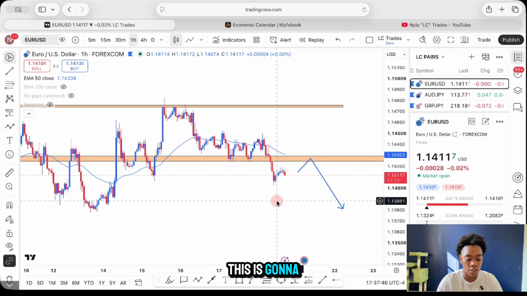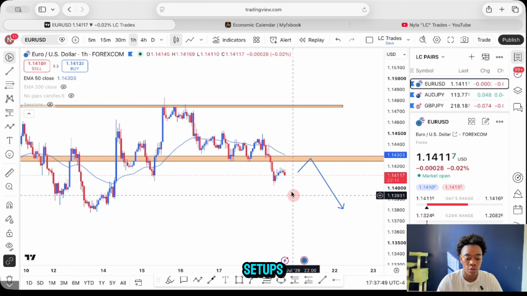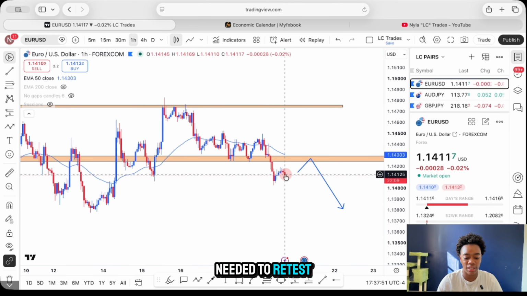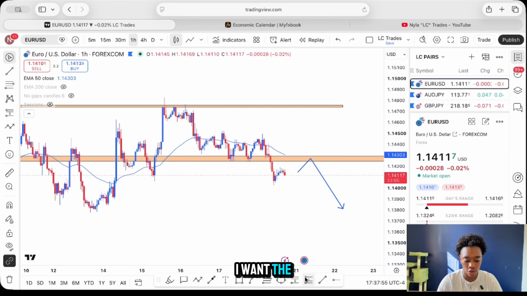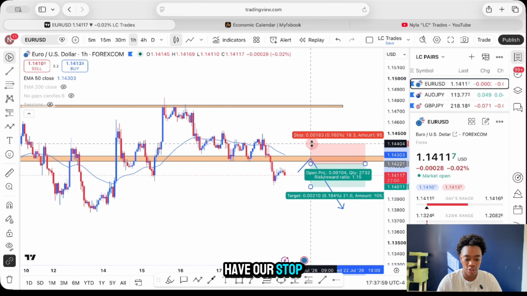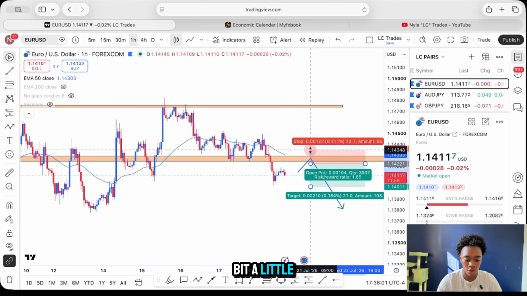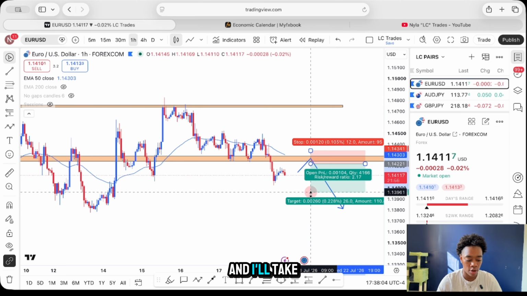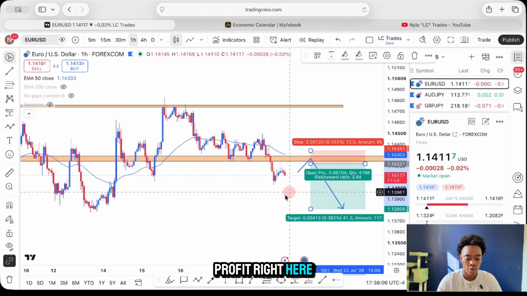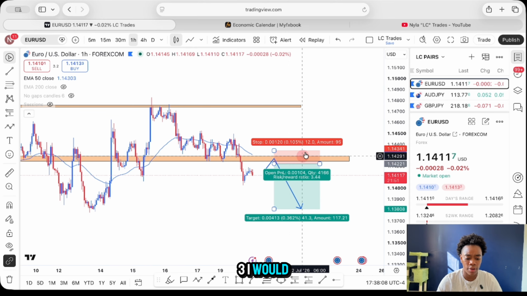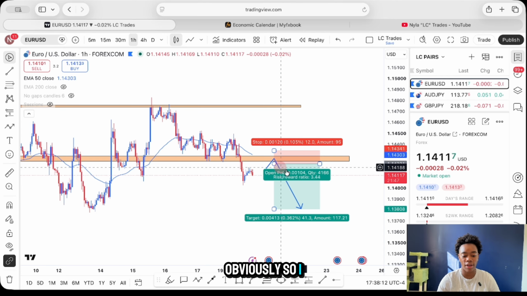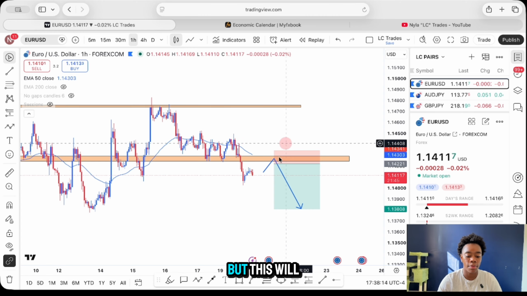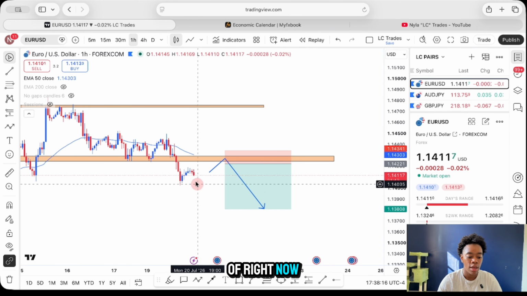So this is going to be one of my higher probability setups. Like I said, I just needed to retest this area right here, and then we're going to take it to the bottom. This is what I want the trade to look like, something like this. Have our stop loss a little bit above it, and our take profit right here. So that'll be a 1 to 3. I have to wait and see for it to go up there, obviously, so I can see where the stop loss really is. But this will be a 1 to 3 as of right now, if we can get this to go right here.